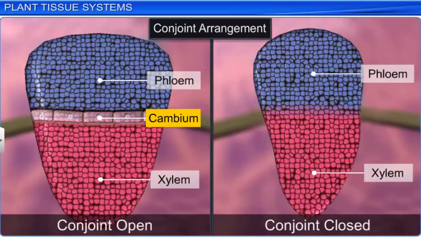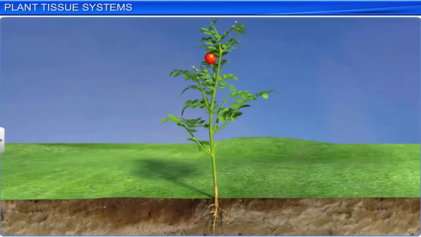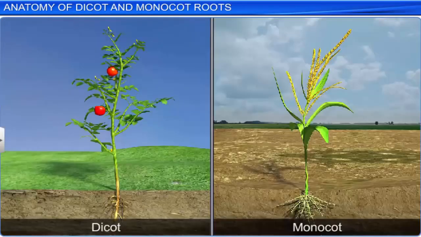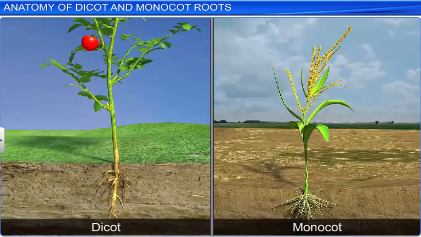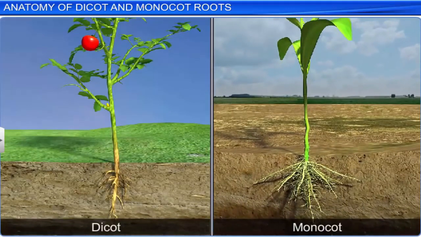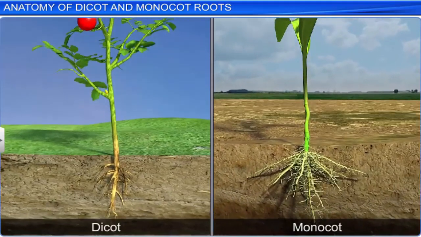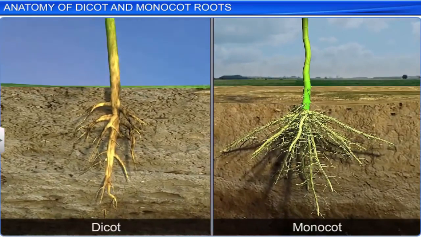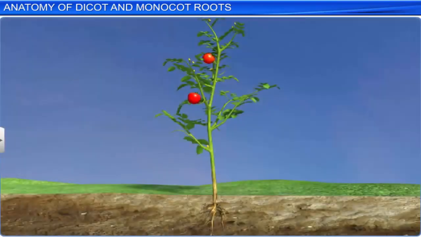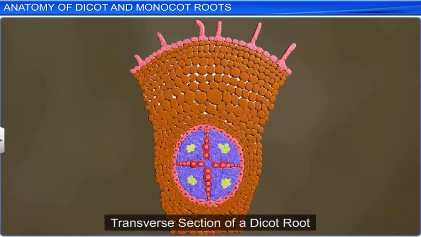The plant body has an intricate arrangement of various tissue systems that aid its growth and development. The root is one of the key organs that helps distinguish between a dicot and a monocot plant. Let's observe the transverse section of the matured zone of roots to understand their internal structure. We'll begin by studying the anatomy of a dicot root.